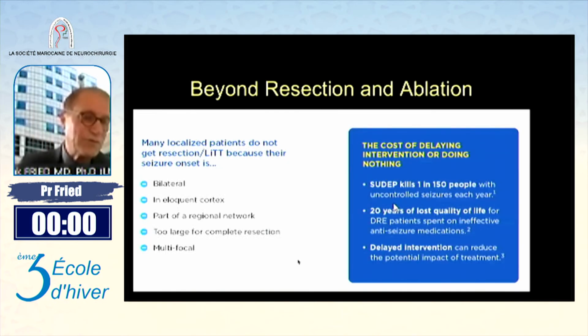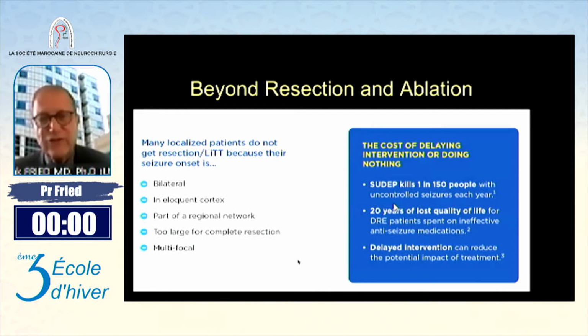So that moves us to the next topic, which is really beyond resection and ablation. And what is really the problem? That many localized patients do not really get resection or ablation. Because why? Because either we have a bilateral focus, or we are in cortex which cannot be removed, or it is really a part of a much larger network that we cannot really access by complete resection. So it's too large for complete resection, or it can be multifocal.